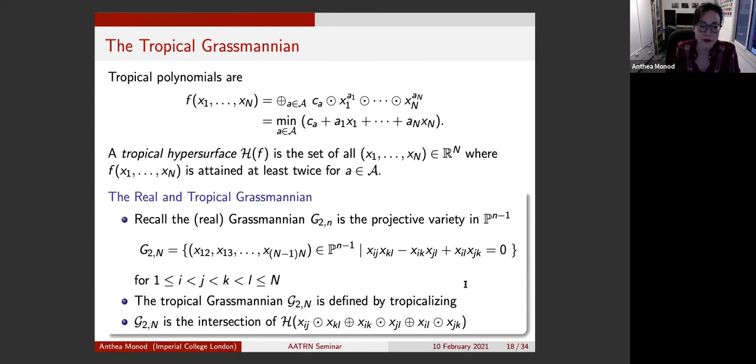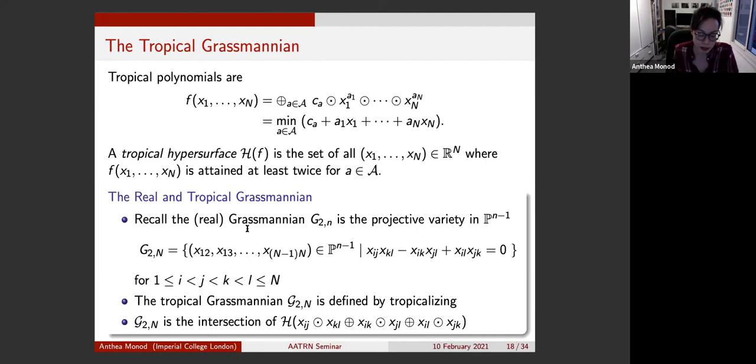I gave you the example of x squared plus one before, but you can generalize these. You can make tropical polynomials in n variables by looking at this min of the sum. So you can define a tropical hypersurface, which is the set of all vectors where this tropical polynomial attains its minimum at least twice. This is the definition of a tropical hypersurface.